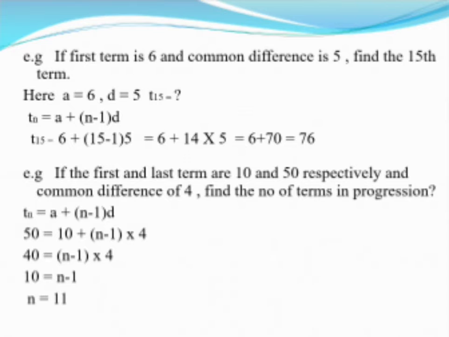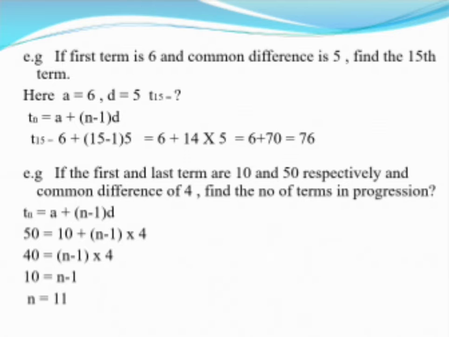Second example, if the first and the last term are 10 and 50 respectively, and the common difference is 4, find the number of terms in the progression. Earlier we found the nth term in the progression. Now we have to find the number of terms in the progression. We are given the first term and the last term and the common difference. So again, as we know the formula, Tn is equal to a plus n minus 1 into d. Here Tn is equal to 50, because it is the last term. But we don't know how many terms are there between the first term and last term.